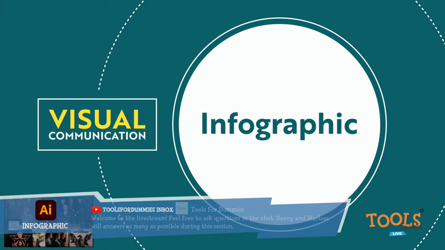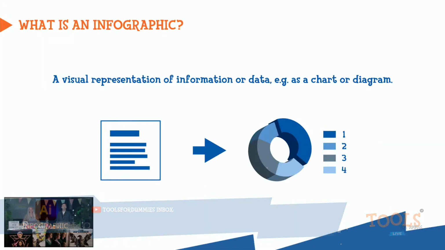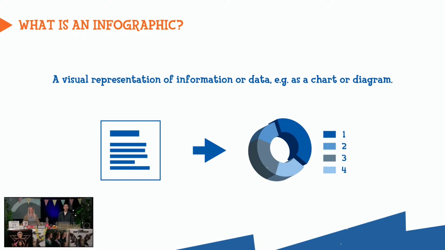Yeah. Okay, infographic. So Danny, what is an infographic? Well, I can tell you. What is an infographic? Well, the infographic is essentially a visual representation of information or data in the form of a chart or diagram, like you see over here. So we have some typed text, there's information in there, and then we can make it visual.